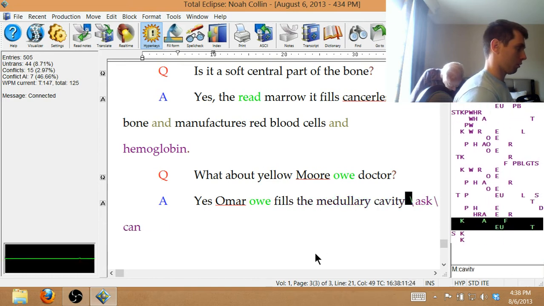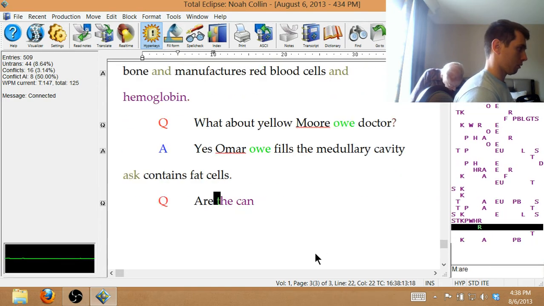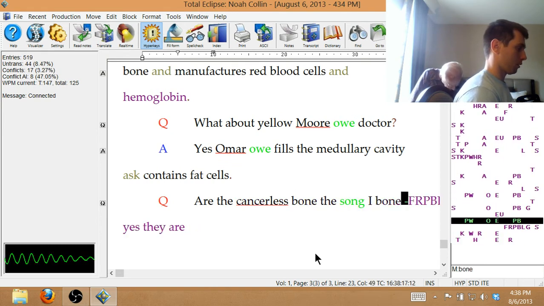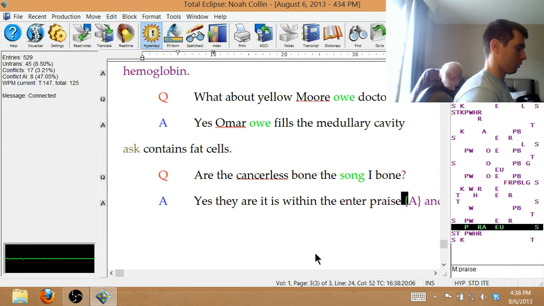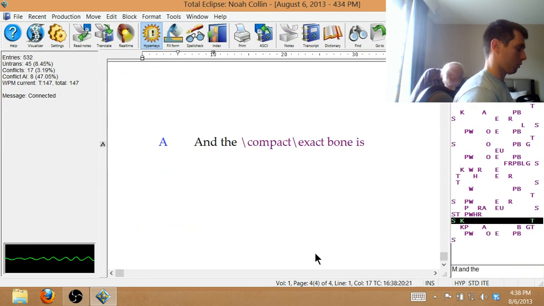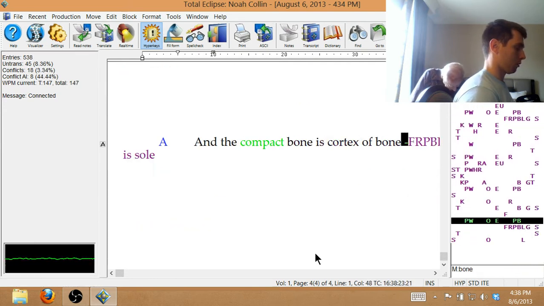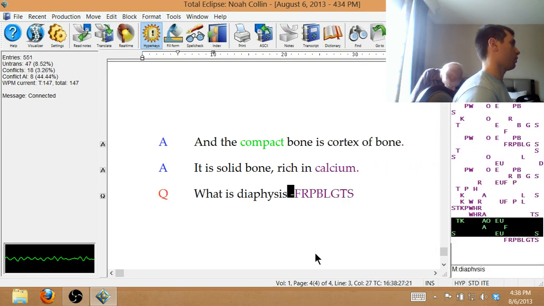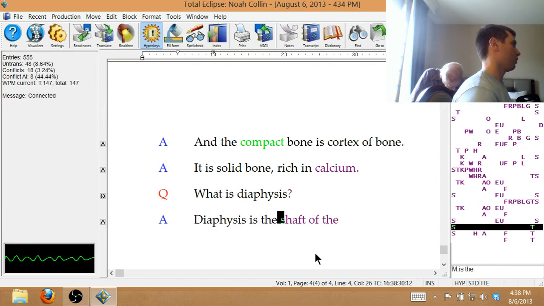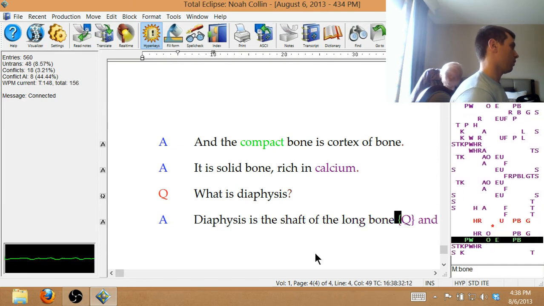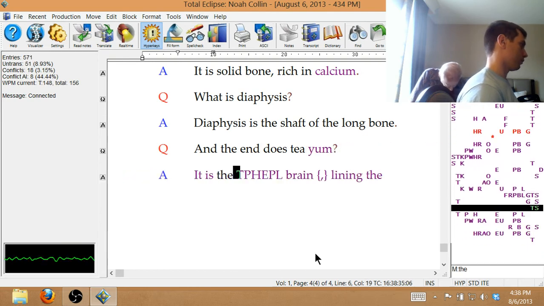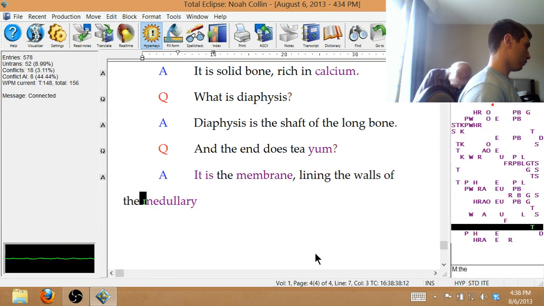Are the cancellous bone the spongy bone? Yes, they are. It is within the interspace. And the compact bone is cortex of bone. It is solid bone, rich in calcium. And what is diaphysis? Diaphysis is the shaft of the long bone. And the endosteum? The endosteum is the membrane lining the walls of the medullary cavity.